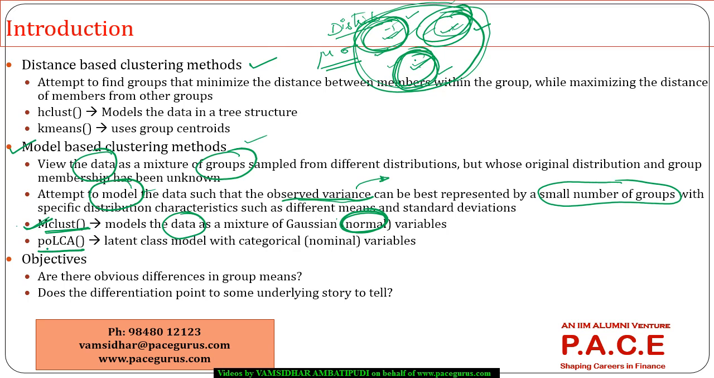Then moving further, poLCA is a latent class model. The only thing is that this model creates a clustering based on nominal variables only. It does not use any kind of scale variables for the grouping. It will do the grouping purely based on categorical variables. So these are the four different clustering algorithms that I am going to look at in the session today.